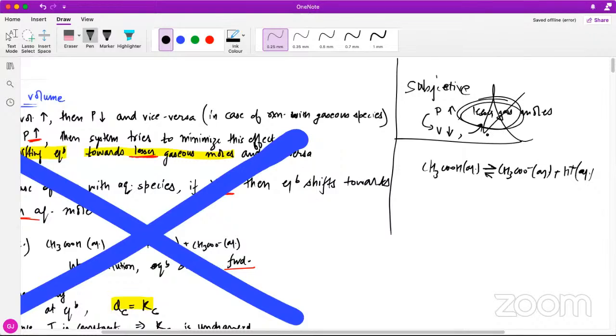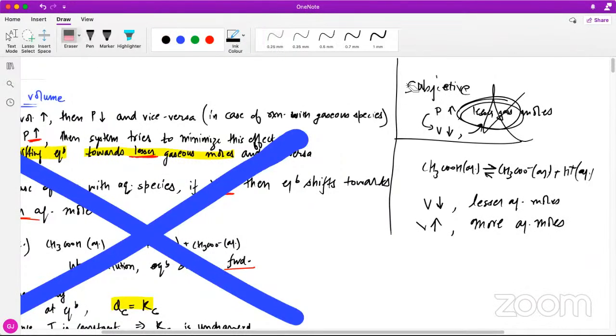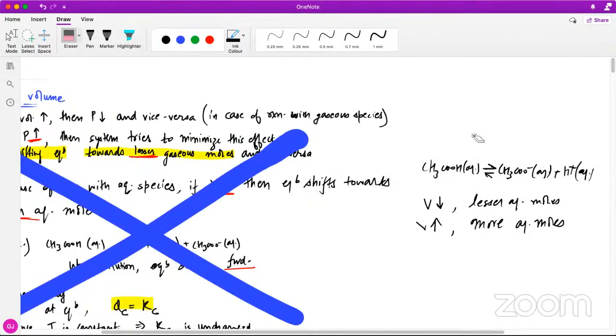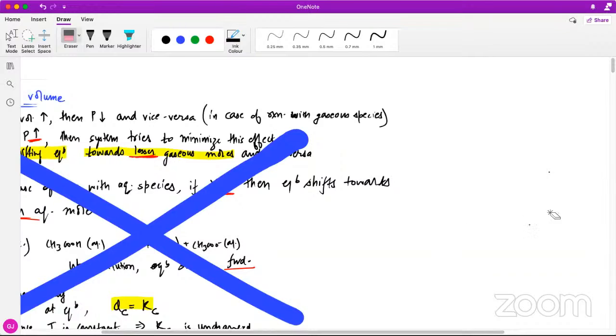And you would want to say, there are no gaseous moles here, so no problem. What you can do is replace gaseous by aqueous. So if volume is decreasing, the reaction will shift towards what? Lesser aqueous moles, right? Or if volume is increasing, the shift will be towards more aqueous moles. Okay? So that can be your simple thought process. However, since you are writing notes here, while writing notes I will be a bit more elaborative, a bit more descriptive. Okay?